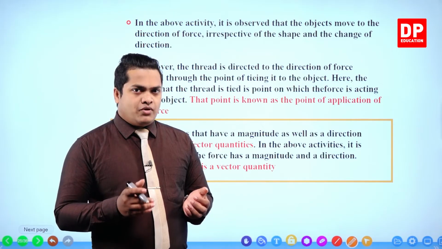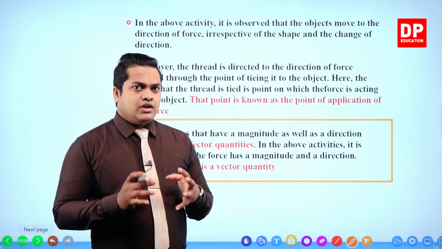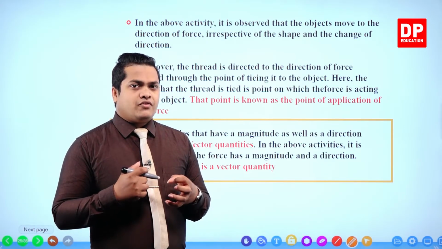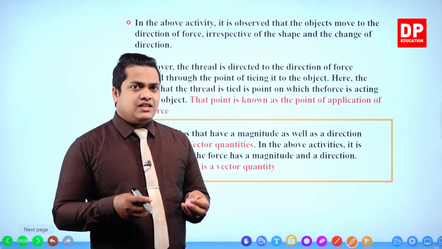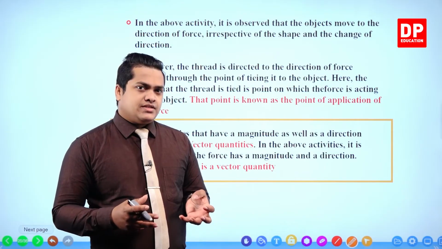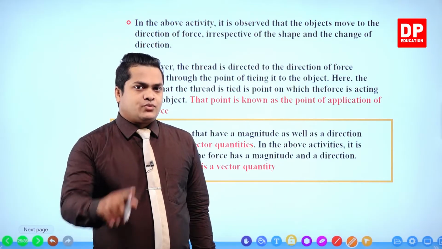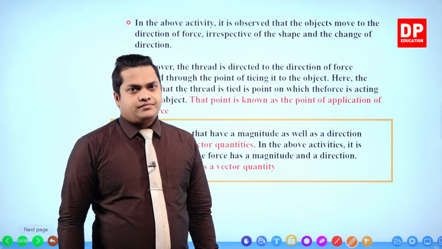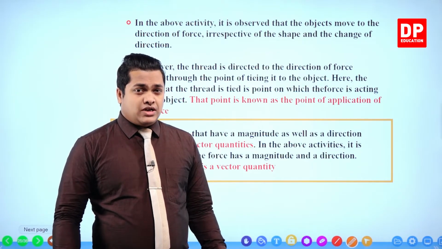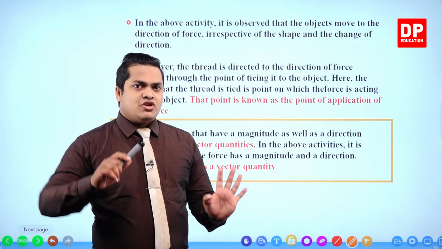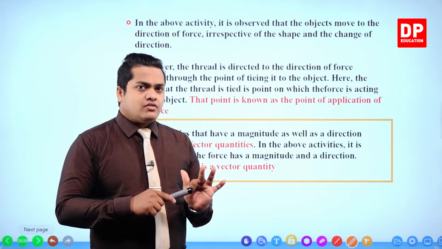So my dear children, it's important to note that forces are special kinds of physical quantities that carry a certain direction as well as a magnitude. So force is a special kind of quantity that can be measured by a certain value and which shows a definite direction of application.